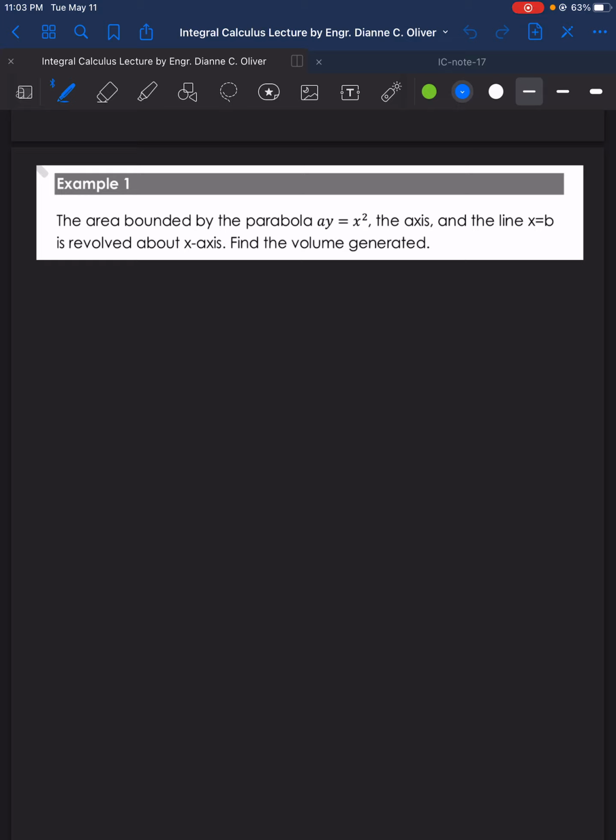Okay, for example number 1, we have the area bounded by the parabola ay is equal to x squared, the x-axis, and the line x is equal to b, and it is revolved about the x-axis. Find the volume generated. It is of great help if we practice solving for the plane area first, so that solving for the volume becomes faster. The reason is we will be looking for the limits, which we will be using for the formulas of the volume.